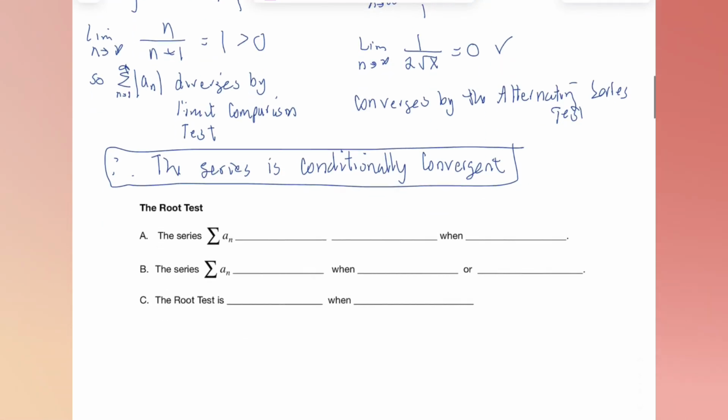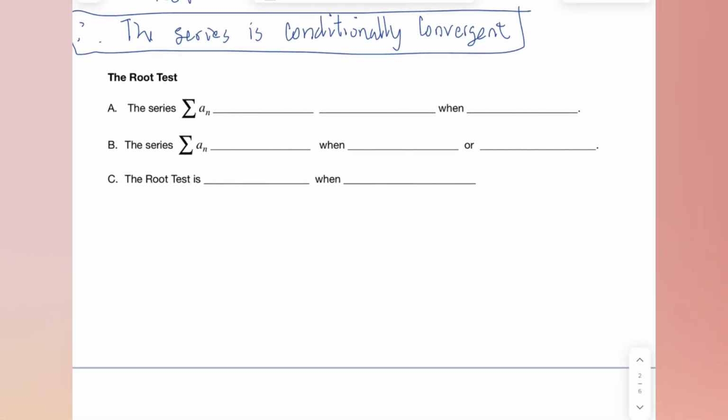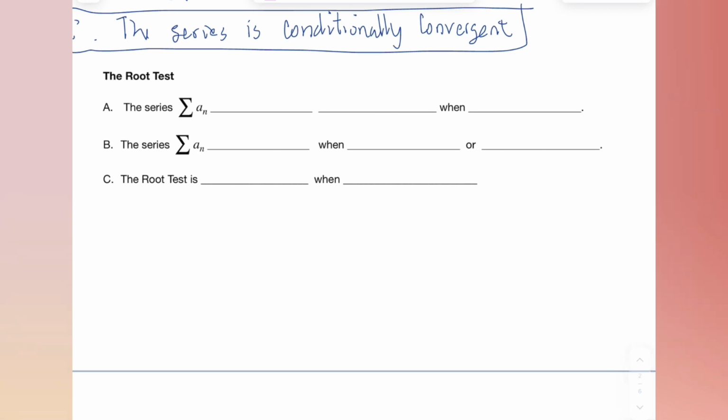Okay, our next test we're going to talk about is called the root test. This series, the summation of a sub n, converges absolutely when the limit as n goes to infinity of the nth root of the absolute value of a sub n is less than 1. That's the convergence for the root test.